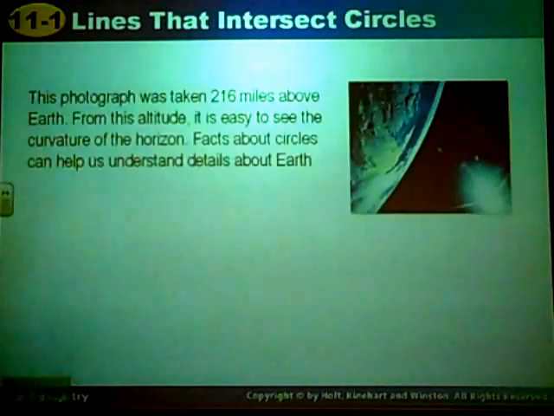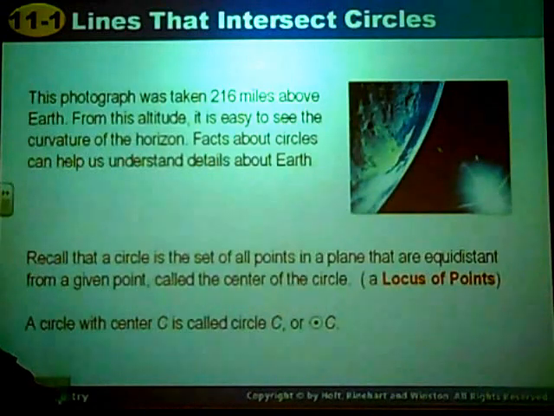Are we ready? Now, circles are all around us. One circle is our Earth. Notice this curve, it's just part of a circle. So those circles can help us understand Earth, and you'll see them in a lot of other places also.